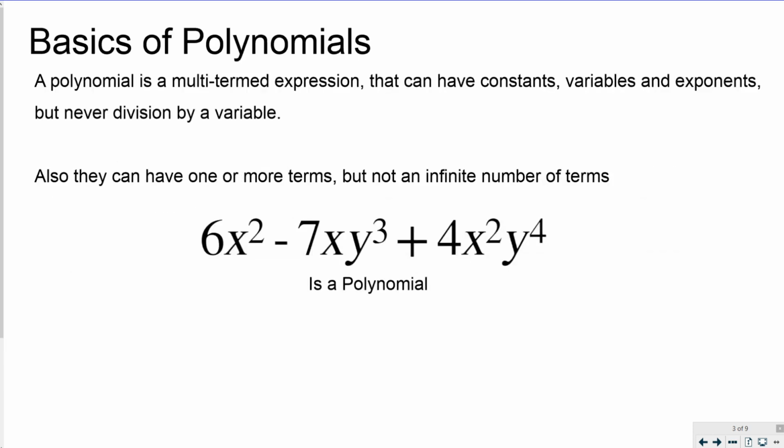So, basics of polynomials. A polynomial is a multi-termed expression that can have constants, variables, and exponents, but it never includes division by a variable. They can have one or more terms, but they do not have an infinite number of terms. So a polynomial eventually ends.